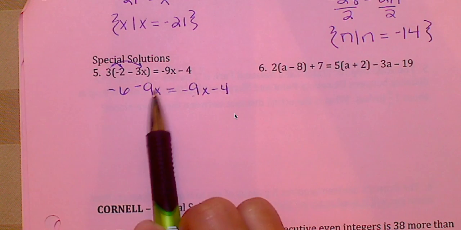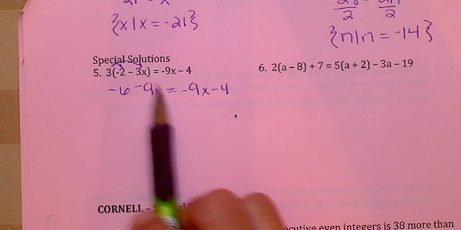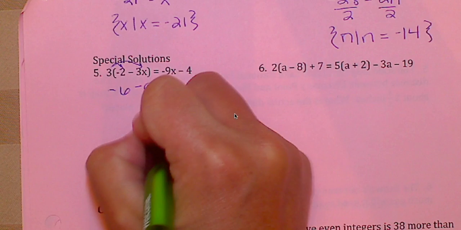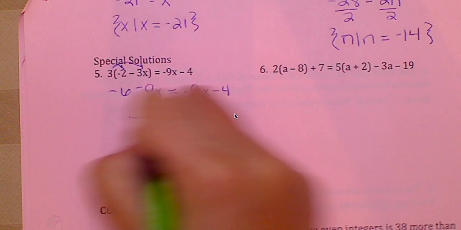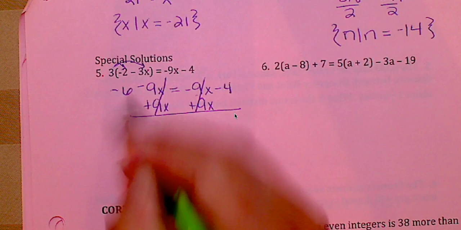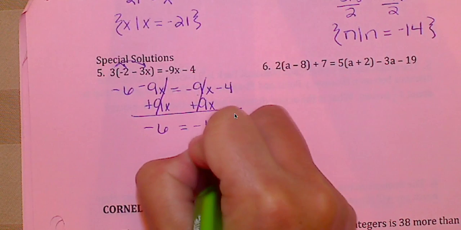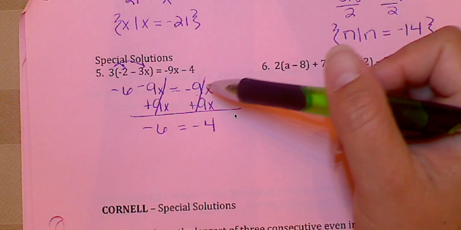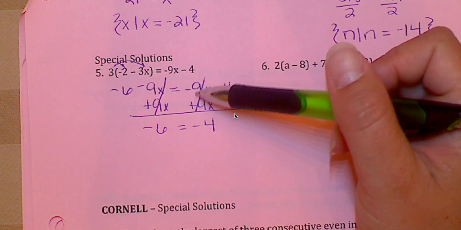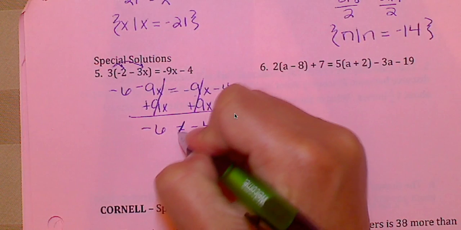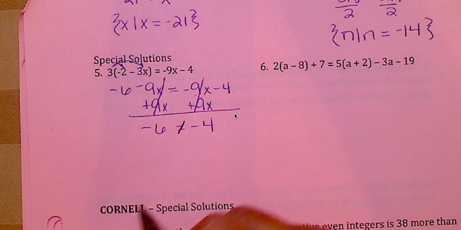So let's just pretend I'm going to move this one, and if I wanted to move this one, I'd do the opposite of subtracting 9x. I would add 9x. And because they were exactly the same size, they will drop out on both sides, so we'll be left with negative 6 equals negative 4. And here's where the notes that we took on Cornell will help you out. What is happening here is that all the variables are dropping out. And then we're getting a false statement. This is not true. Negative 6 is not equal to negative 4.